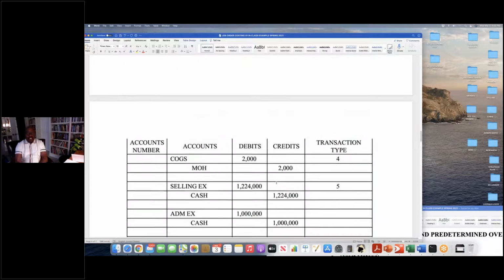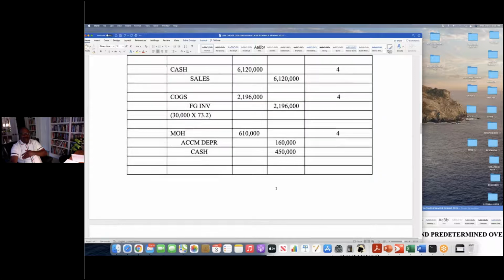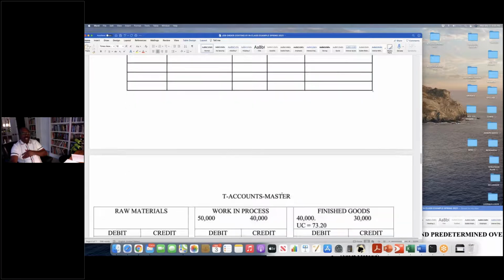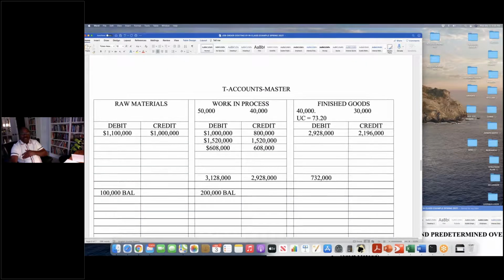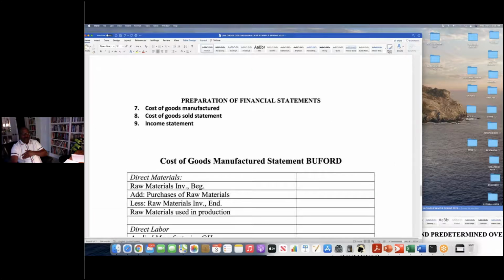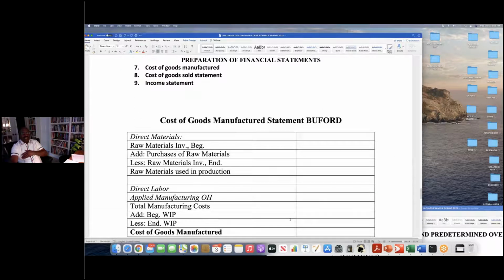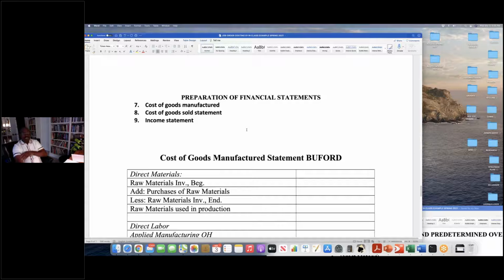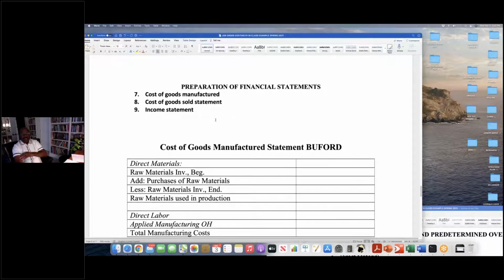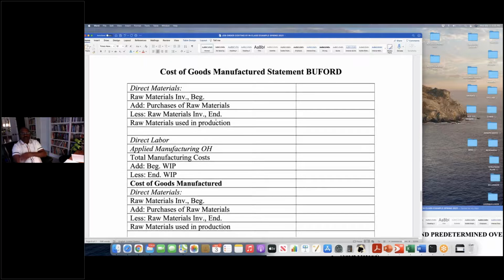So what's the next thing we need to do? Now we're going to post them. We've got everything posted that we need. So now we can make our statements. We have to do a cost of goods manufactured, cost of goods sold, and income statement. Oh, so we're back to Buford.